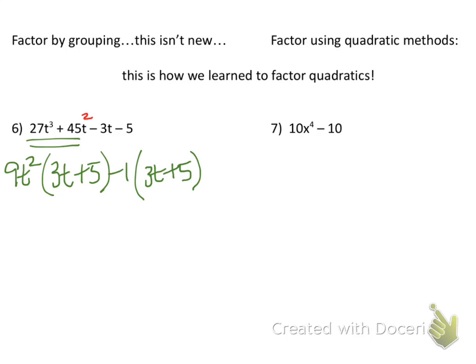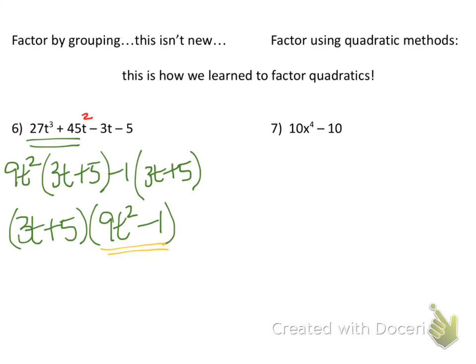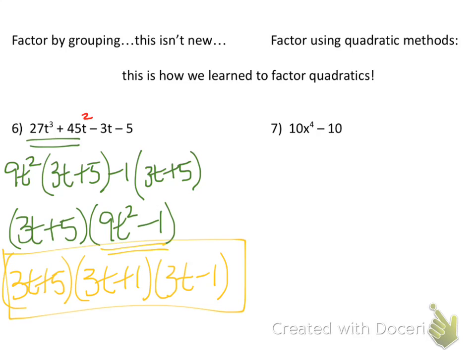Now if you recall from when we factored our quadratics, this can be rewritten as 3t plus 5, and then we would be left with 9t squared minus 1. Now with quadratics, once you factored them, you knew you were done. But when you're factoring polynomials, you need to keep looking at whatever you're left with and see if you can factor it again. Hopefully you recognize that this second parentheses is the difference of perfect squares. So we still have our 3t plus 5. Then the square root of 9t squared is 3t, and the square root of 1 is 1. So this is going to factor as 3t plus 1 and 3t minus 1.